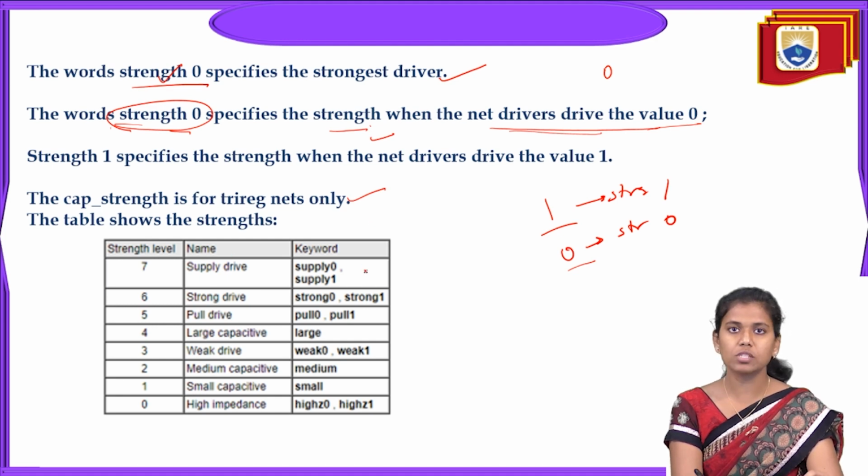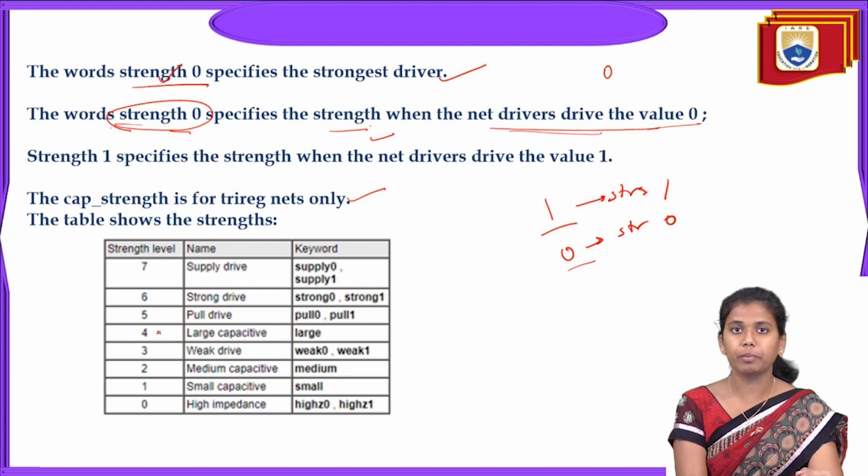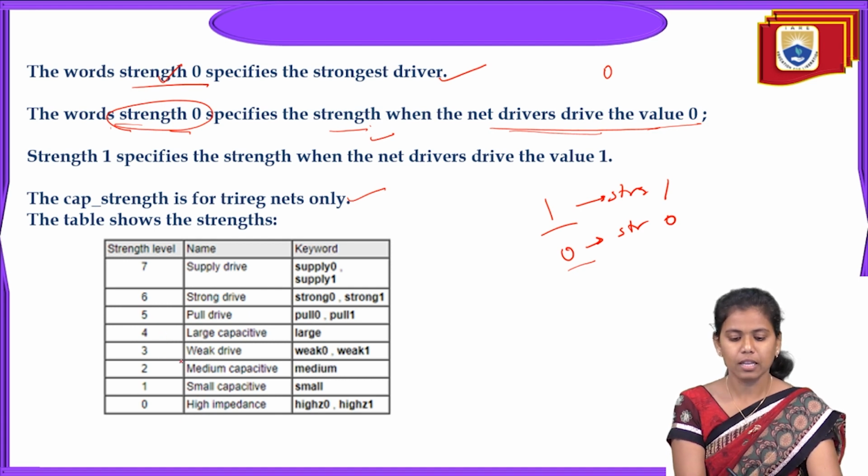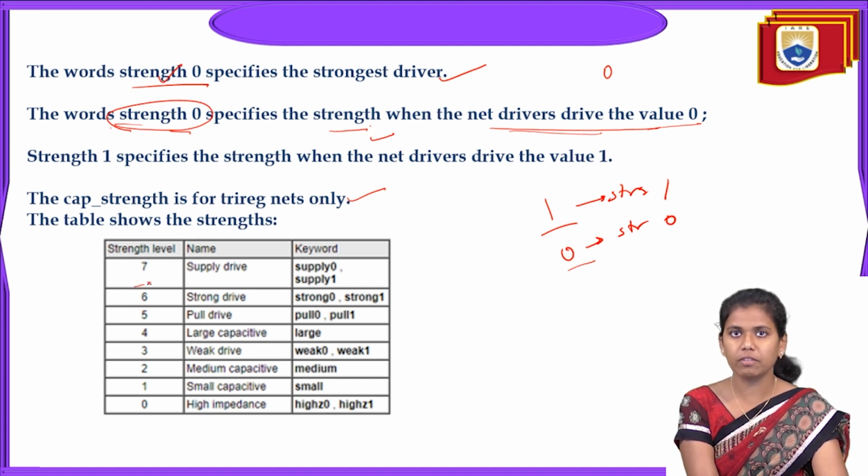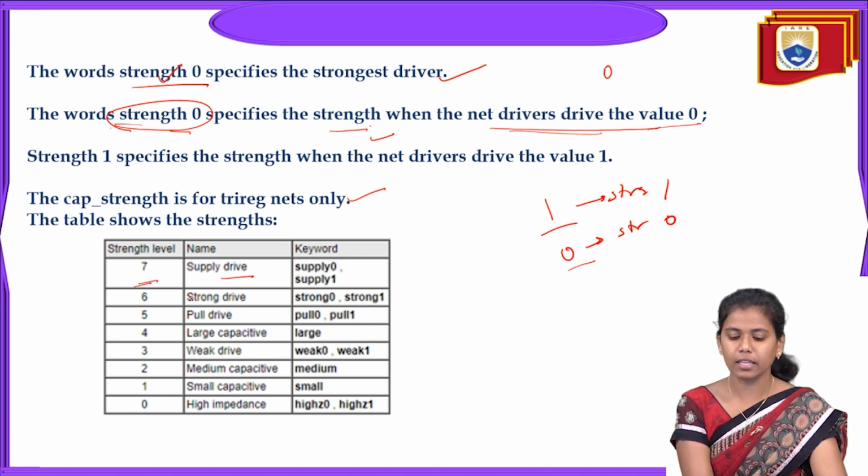Here we have a table which shows the strengths of a particular signal. The strength level 7, which is the highest, is given to the supply drive, and the keywords that we use are supply 0 and supply 1.